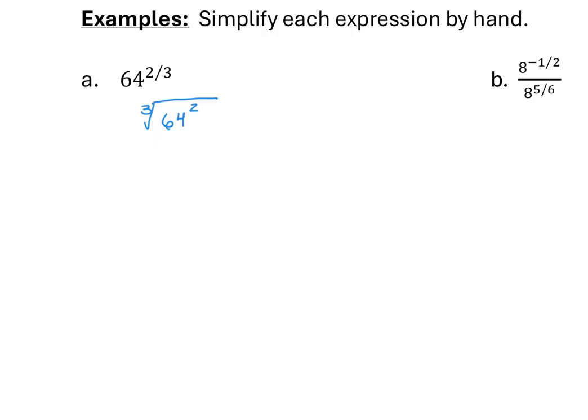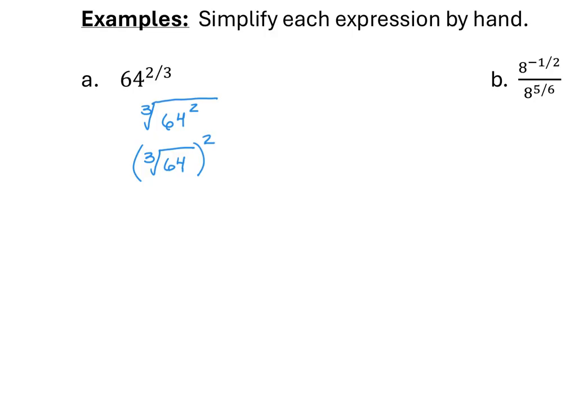Now, all of these problems we should be able to do without a calculator or having to do any real long computations by hand. Me personally, I don't feel like squaring 64 because that's going to be a really big number, and then trying to figure out what cubed equals that number is even worse. So what we can do is flip our operation around. I want to take the cube root of 64, and then I want to square it.